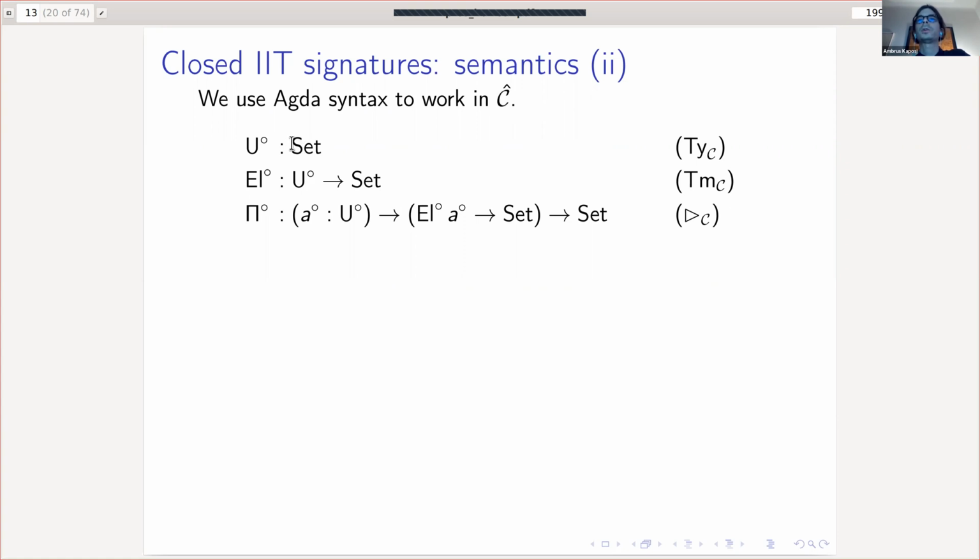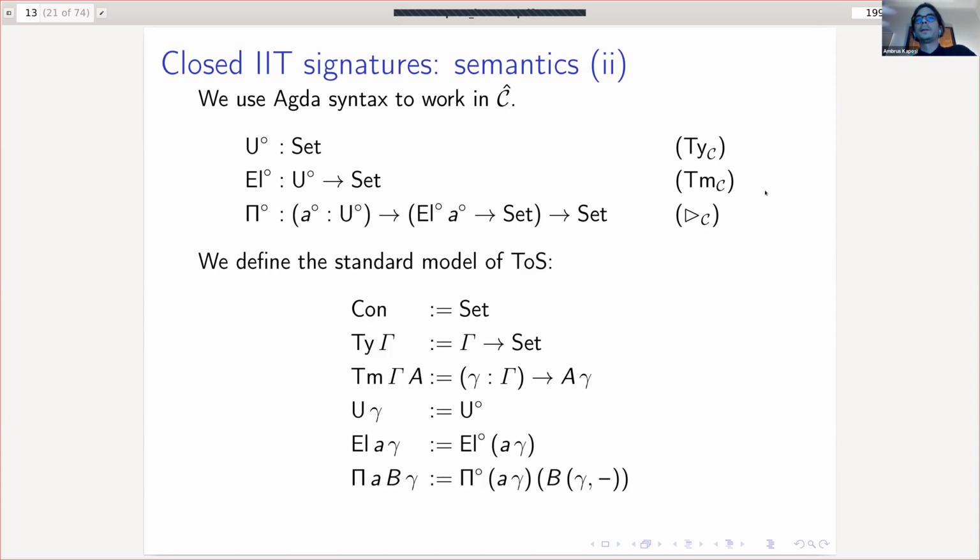So now I have this U circle, which is a type, EL circle, which is a family of types over U circle, and then I also have this pi circle type. And as a reminder, I wrote here what they are interpreted as in the pre-sheaf model. So now inside C hat, or in our Agda syntax, we can define simple models of this theory of signatures. To define a model of the theory of signatures, I need to give all the components of this theory of signatures.